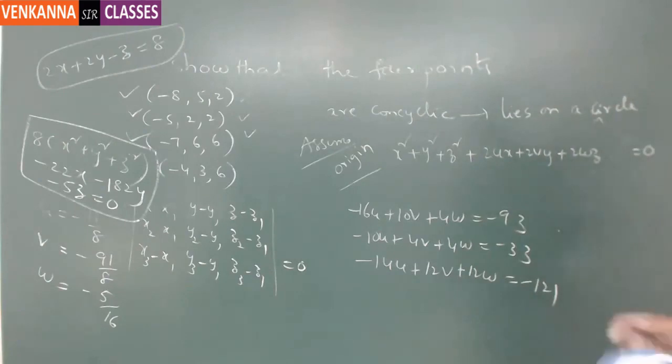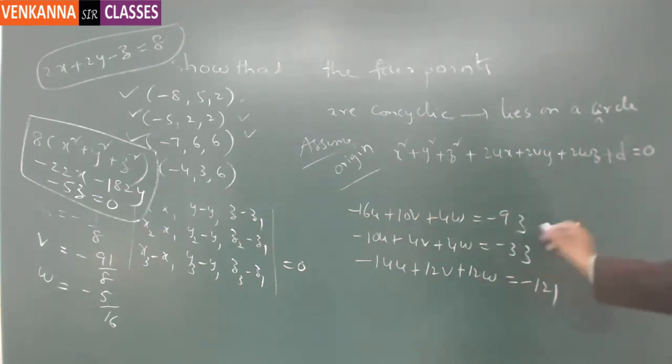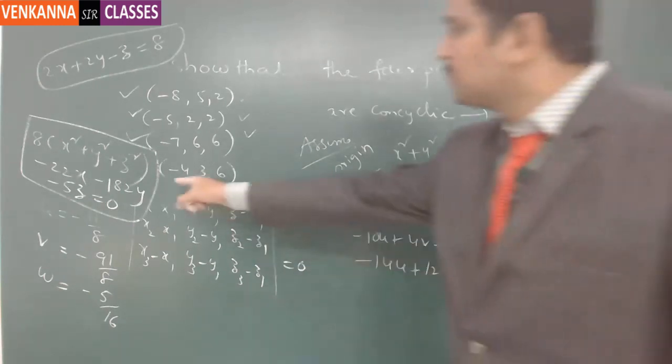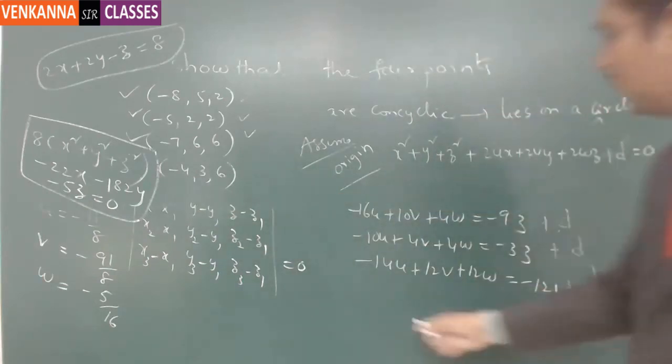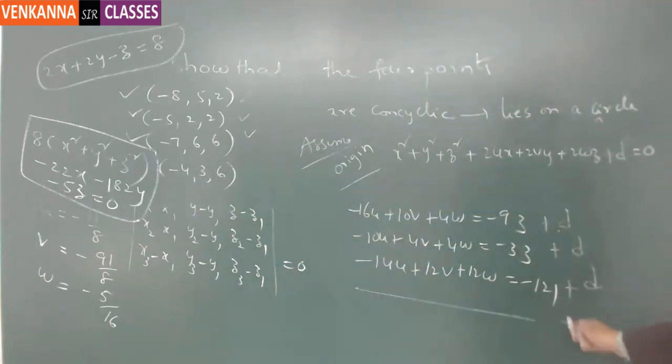What we will do? Straight away, you take the constant also, the general equation of the sphere. Then what happens? If you substitute the values there, obviously you will get d here. Then you substitute the fourth point also, you will get one more equation here and having d. Now you solve these two.